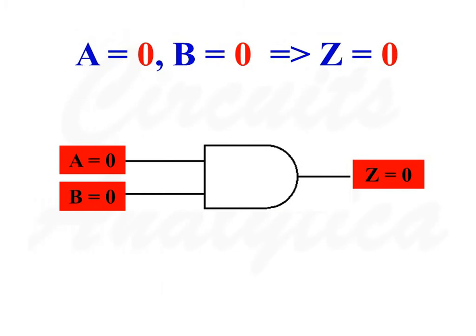If A is equal to B is equal to 0, then Z is equal to 0. If A is equal to 0 and B is equal to 1, then Z is equal to 0. If A is equal to 1 and B is equal to 0, then also Z is equal to 0. And if both inputs are existing at logic 1, Z is equal to 1.